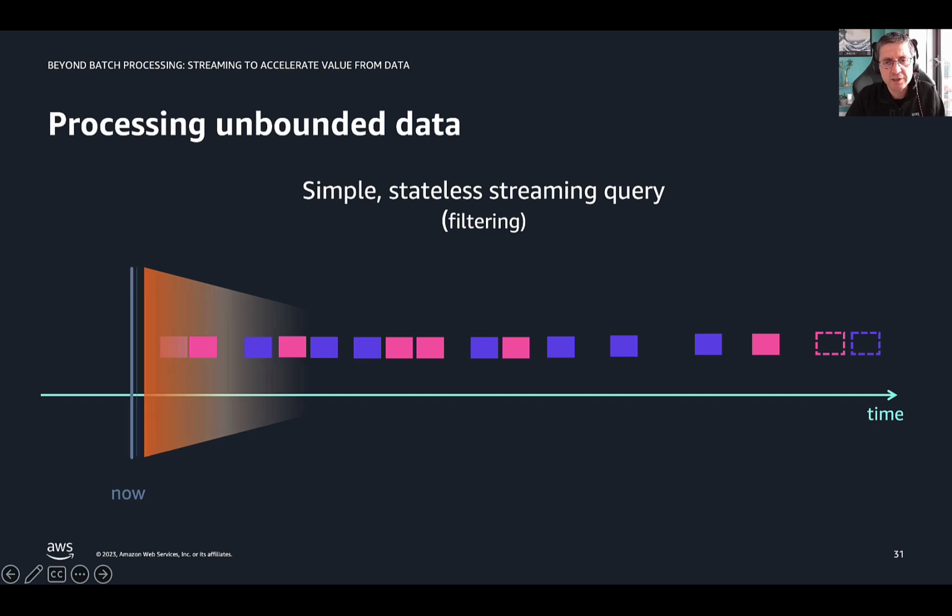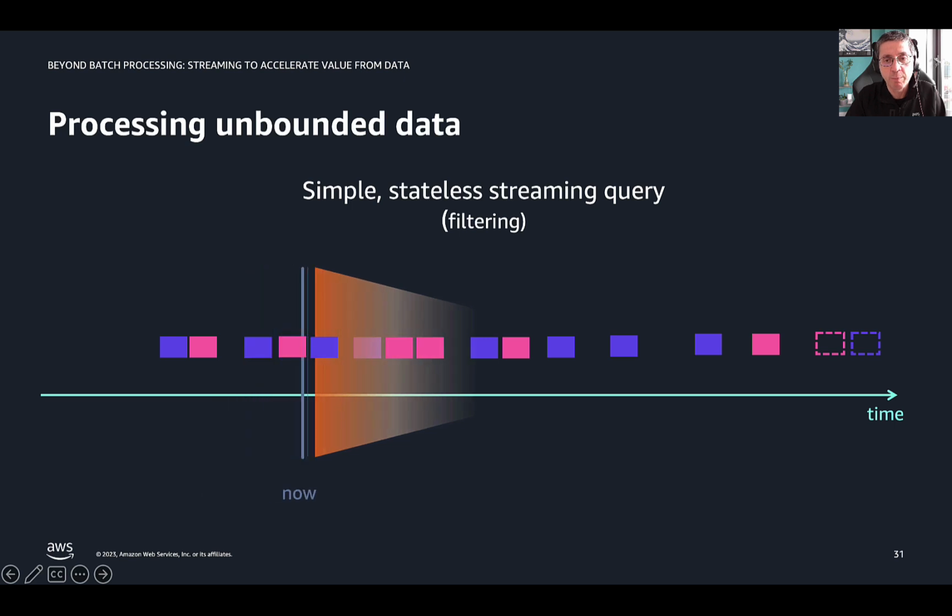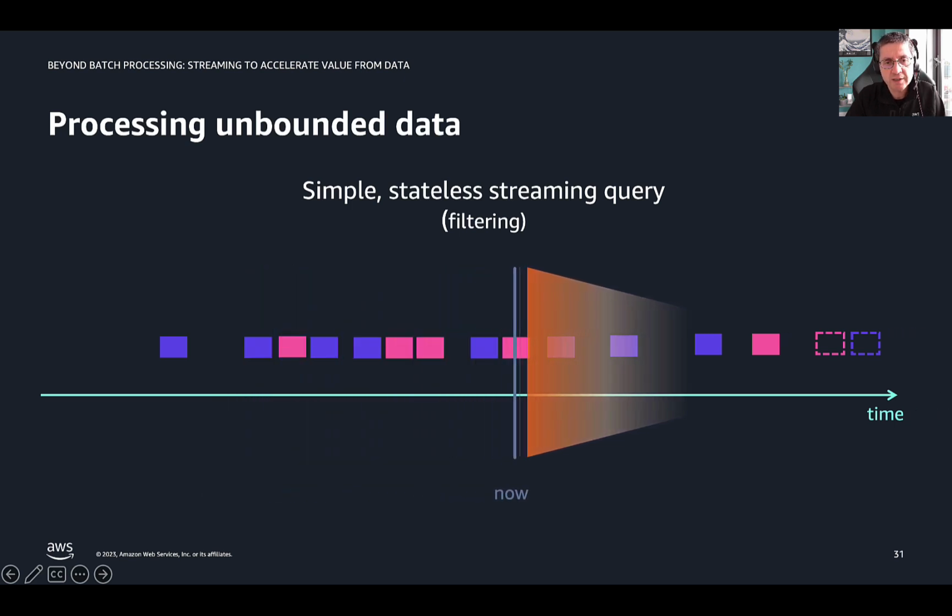We can visualize the process, a simple filtering query in this case. Imagine the query is moving through the stream, and the query processes data at the moment they become visible, the now of our system. And the query emits the result, the filtered stream in this example, as it scrolls through the input.